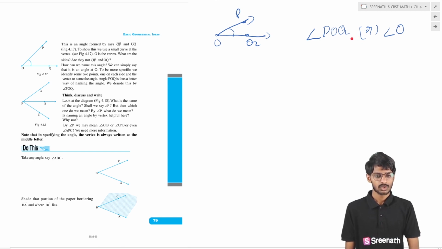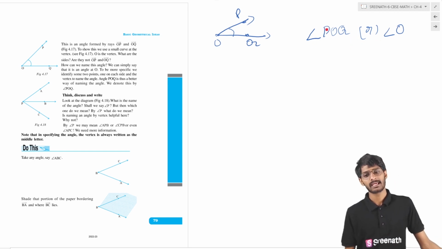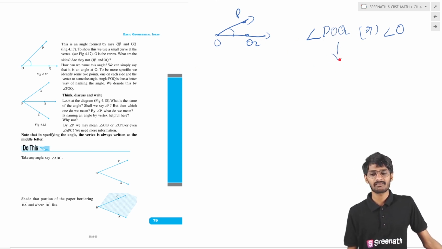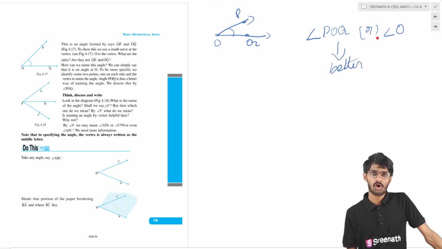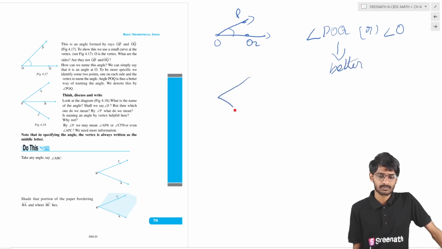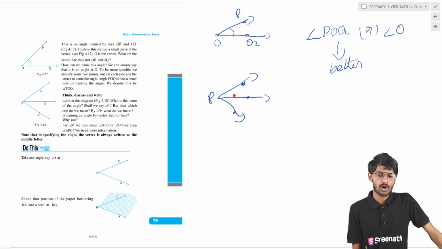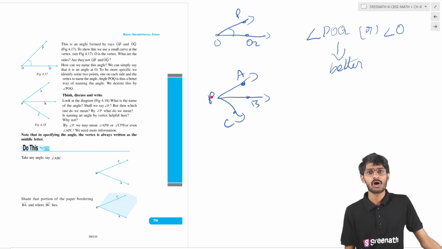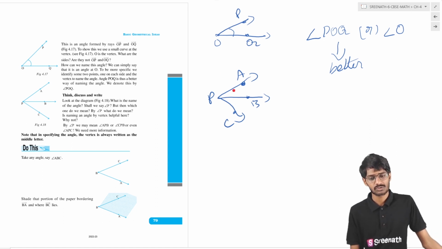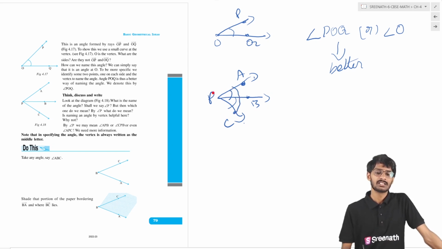We can represent it in two ways. One is angle O, or another way is angle POQ. But what is the problem is, it is the better way to represent, but it is not the best way. Why? See this example, here is the point P, here is A, here is B, here is C. These two rays are coming from one point, so they will make some angle at this point, and these two rays also form an angle, and these two rays also subtend an angle at the center. Then there are three angles.